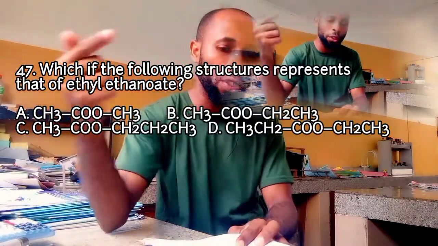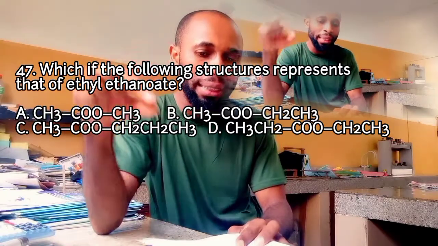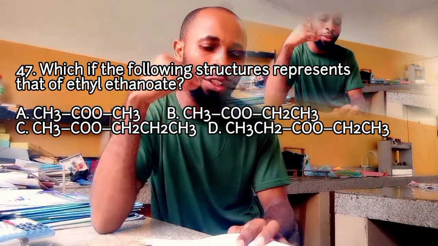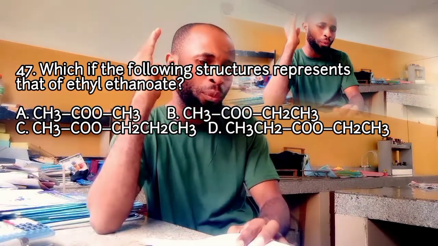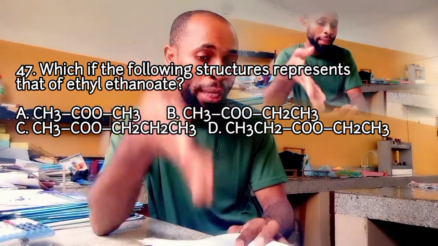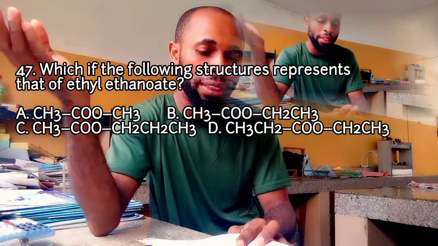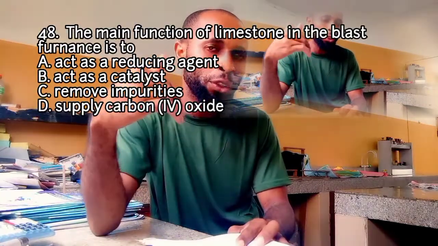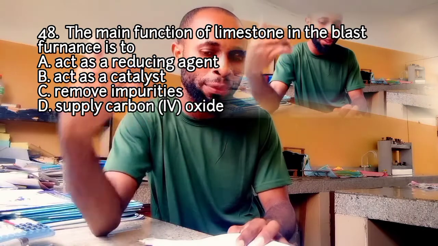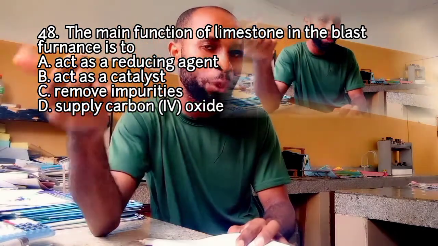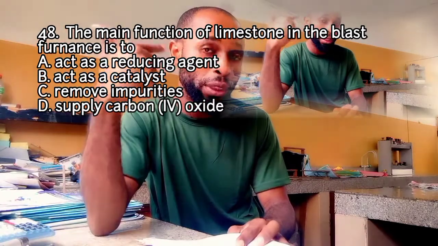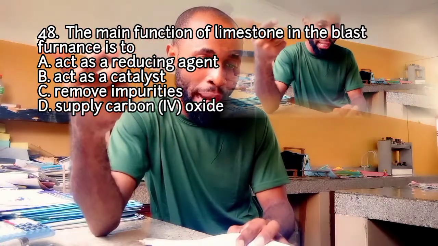Which of the following structures represents that of ethyl ethanoate? The option is B. Just like as I said in question number 43, the same applies in question number 47. 48. The main function of limestone in the blast furnace is to remove what we call slag, and this slag is what we call impurities. Therefore, option C goes to be the correct answer.